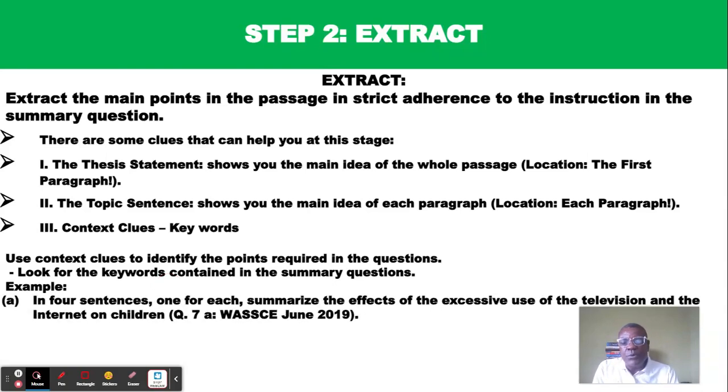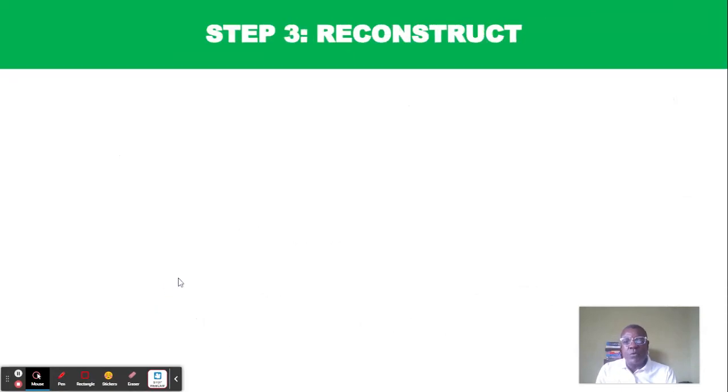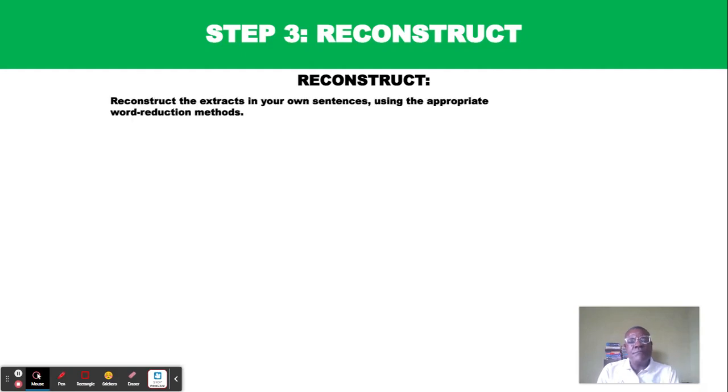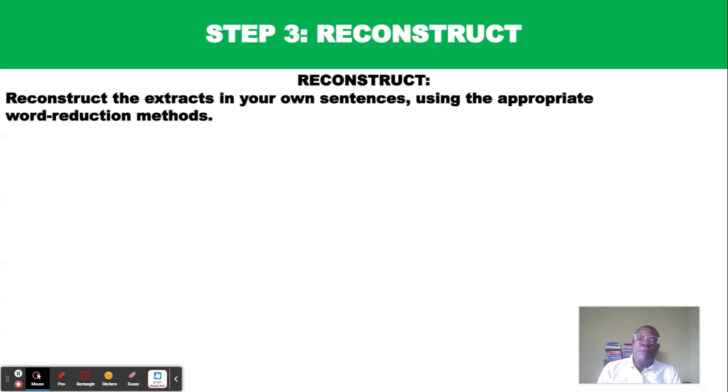Let's look at some example. In 4 sentences, one for each, summarize the effects of the excessive use of the television and the internet on children. So when you look at this, you will find some keywords, and those keywords are the ones that you will use. Now step number 3, reconstruct. This means reconstruct the extracts in your own sentences using the appropriate word reduction methods.